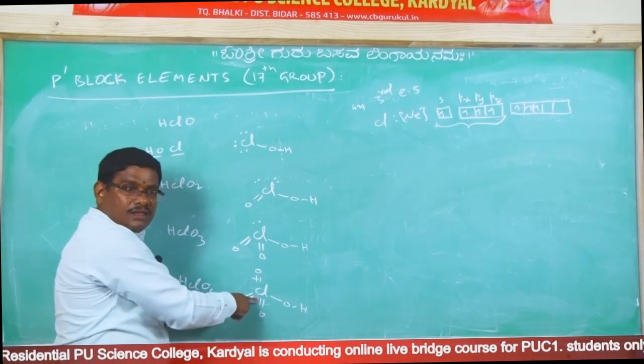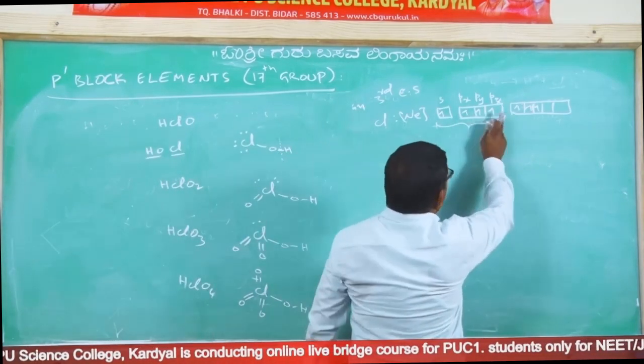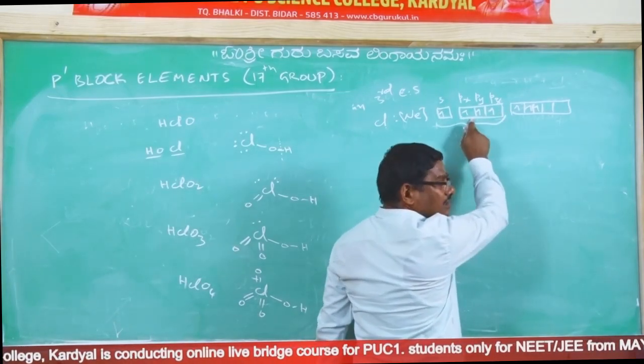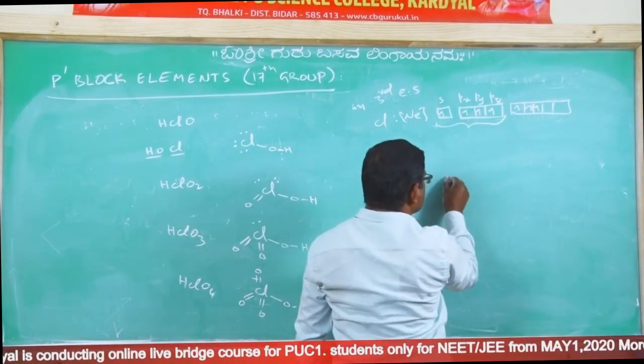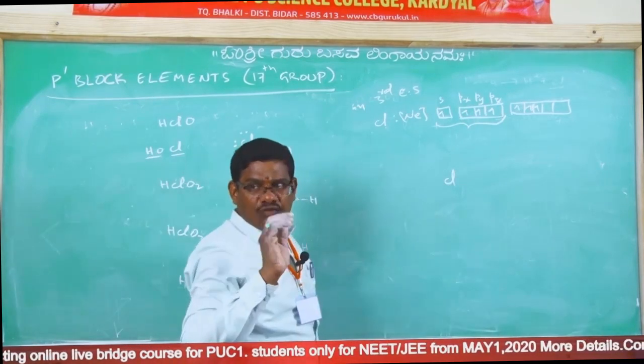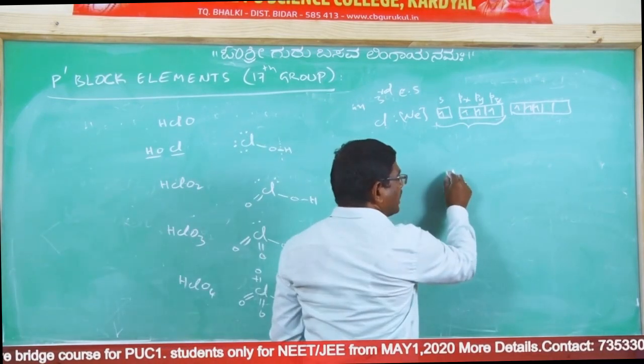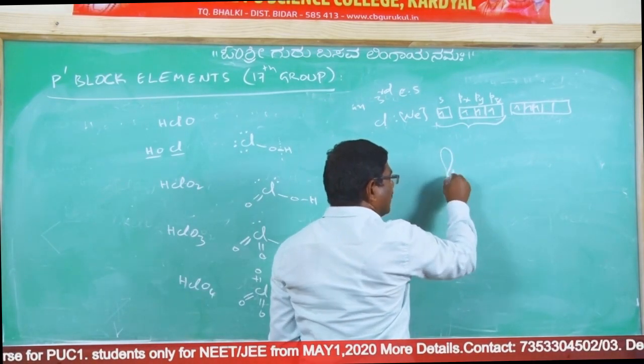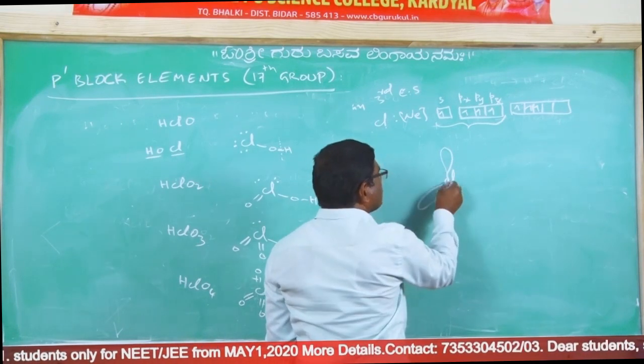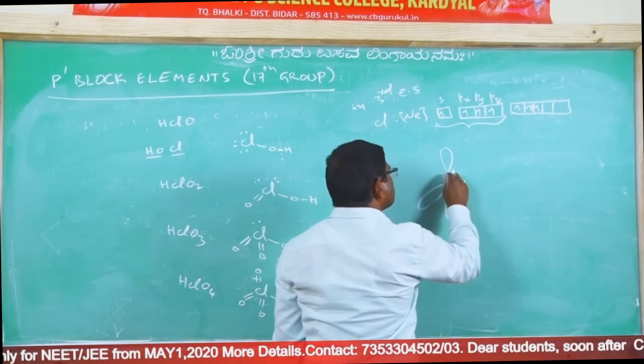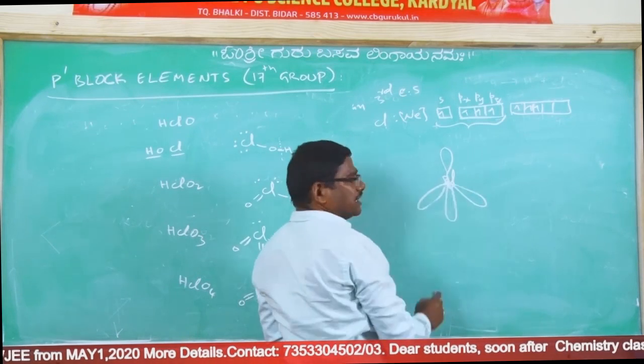Followed? Here in chlorine, these 4 electrons form sigma bonds. Suppose this is the chlorine having 4. It undergoes sp3 hybridization, I told you. So this is 1 sp3, second sp3, third sp3 and fourth sp3.